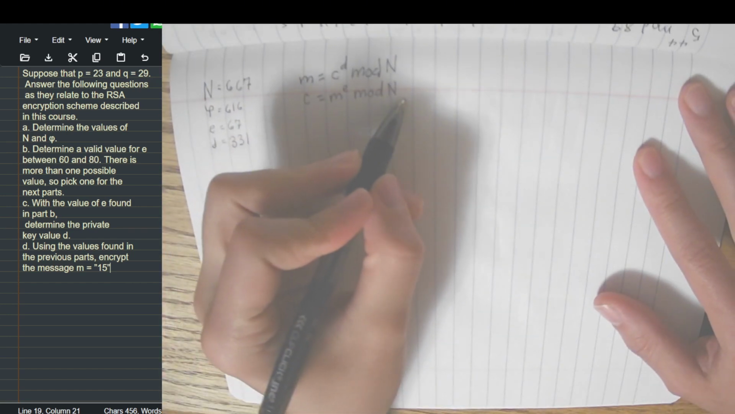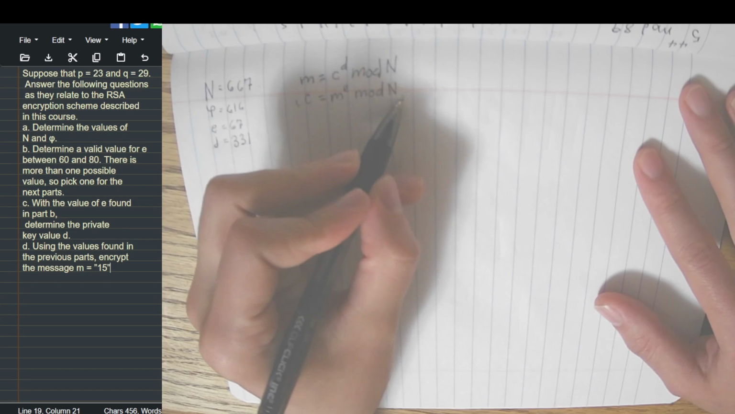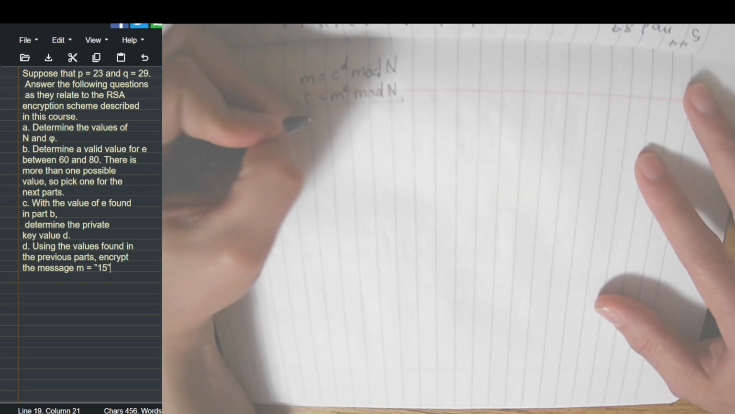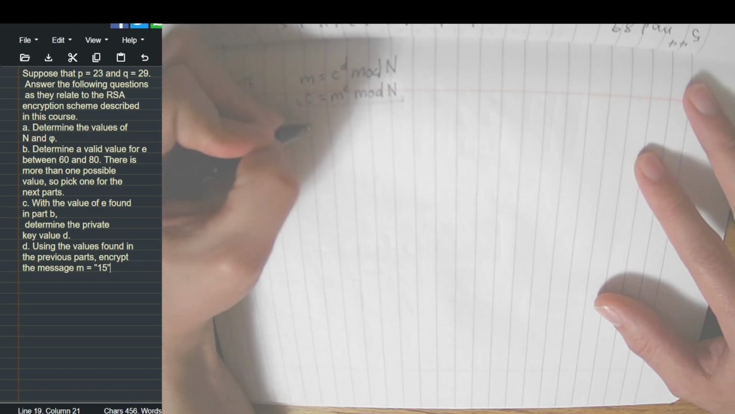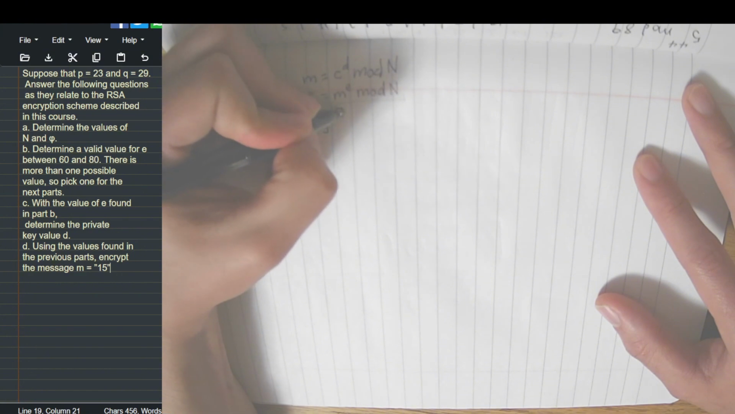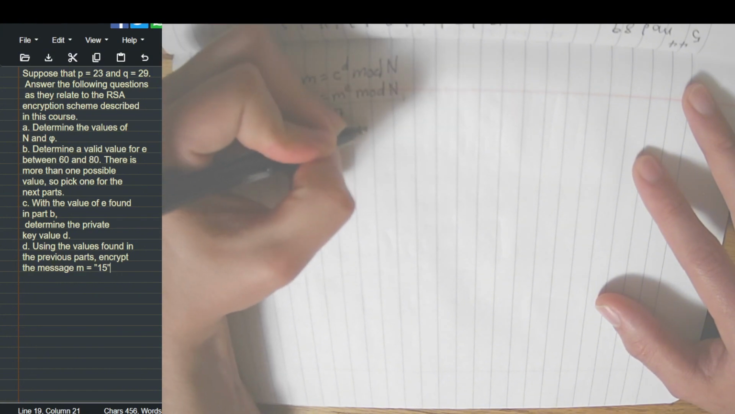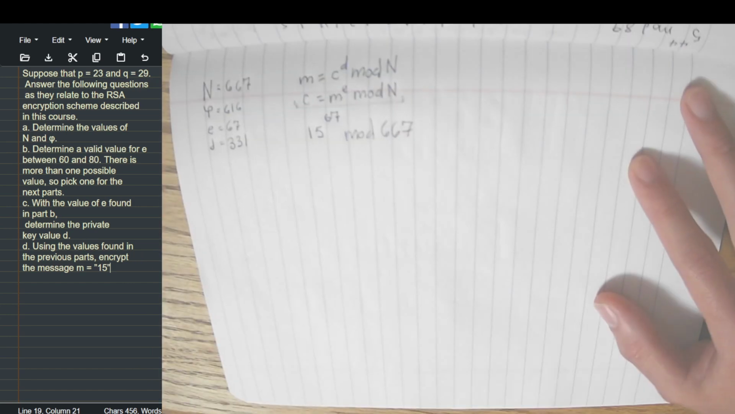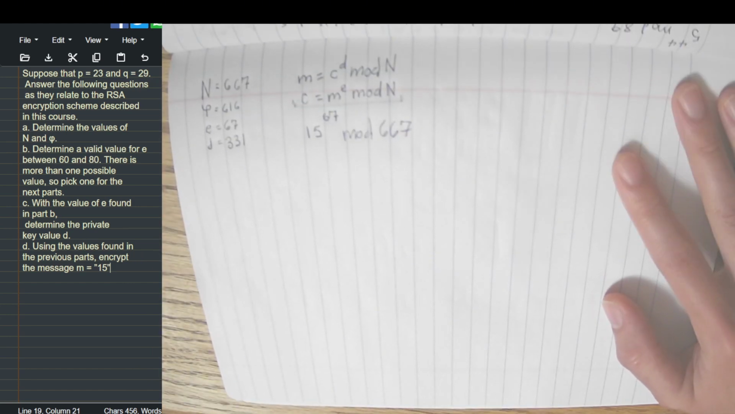So using the values found, encrypt the message M equals 15. So let's plug that into this one. We're solving for C. Let's do 15 raised to the power of 67 mod 667. How do we begin solving for this?